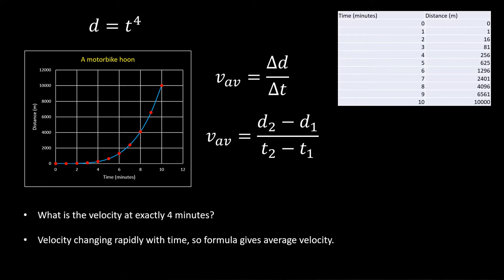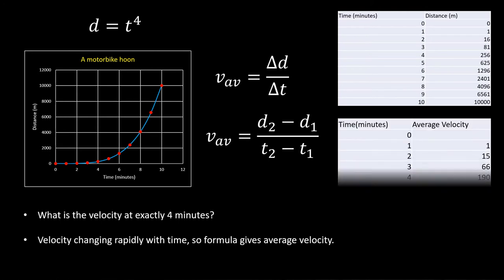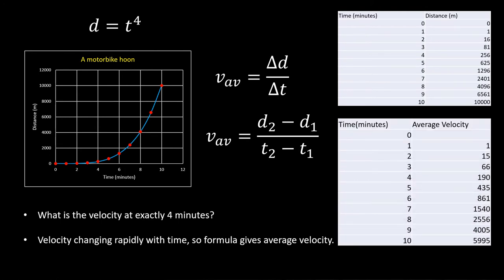In our example, we shall calculate the average velocity for each minute by taking the distance the bike has travelled at the end of that minute and subtracting the distance it had travelled in the previous minute. The time elapsed between each minute is just 1 minute, so we just divide our calculated difference by 1. This calculation produces the following table of average velocities. You can see that at 4 minutes, the average velocity of the bike was 190 meters per minute, whereas at 5 minutes, it was 435 meters per minute.